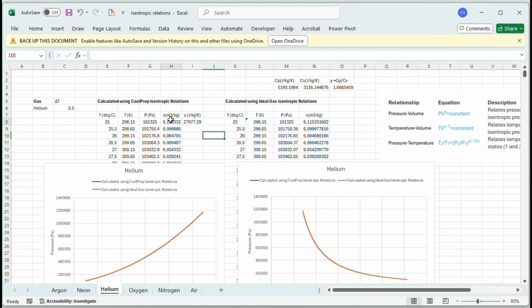Okay, so you could see there are two sets of calculations, calculated using CoolProp isentropic relations and calculated using ideal gas isentropic relations. And you could change the gas name here and it will change the properties that are calculated here. Okay, so you're varying the temperature and you're varying the pressure. You're calculating the pressure by assuming isentropic relation.